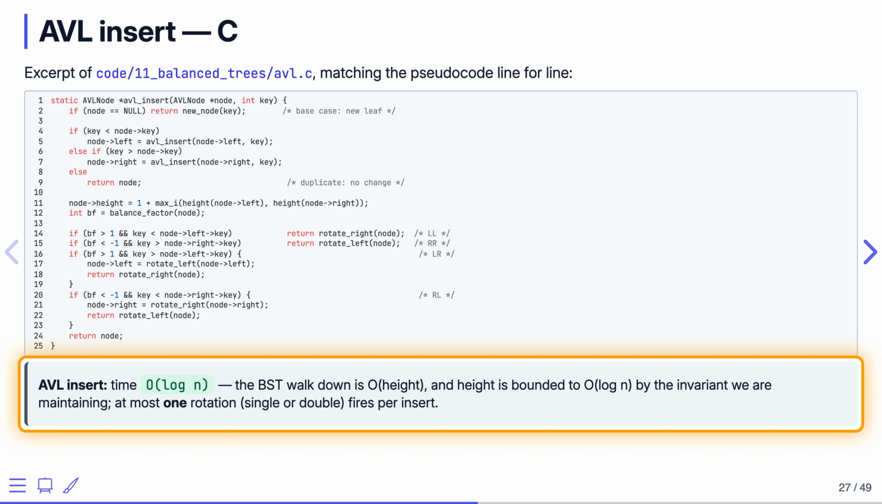The whole insert is big O of log n. The walk down is proportional to the height, and the balance rule keeps the height at big O of log n. At most 1 rotation fires per insert.